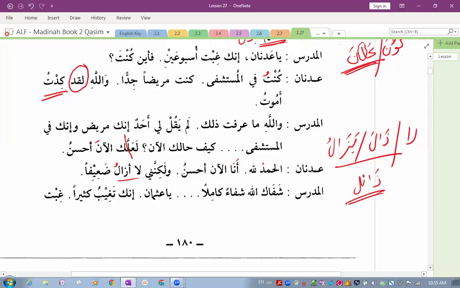Zala yazalu is also a nakis verb. So it will have an ismu zala and a khabar zala. Ismu zala will always be marfu. Khabar zala will always be mansub, just like kana.